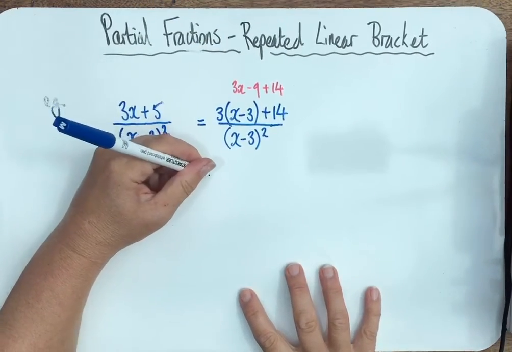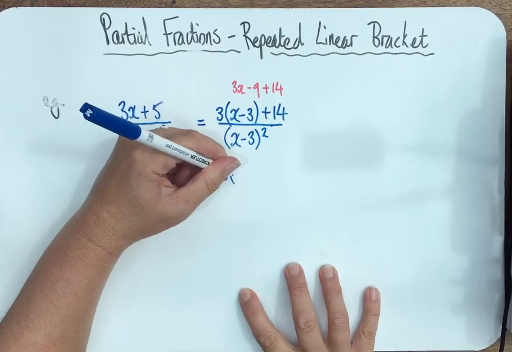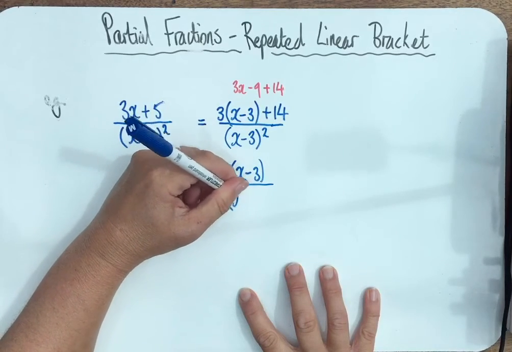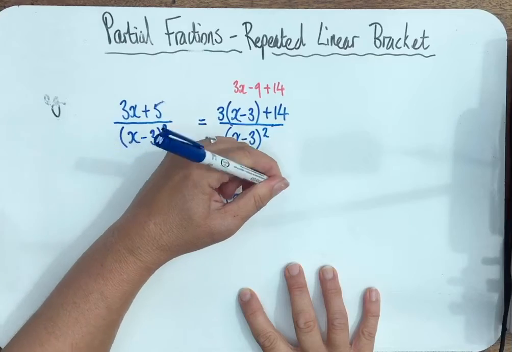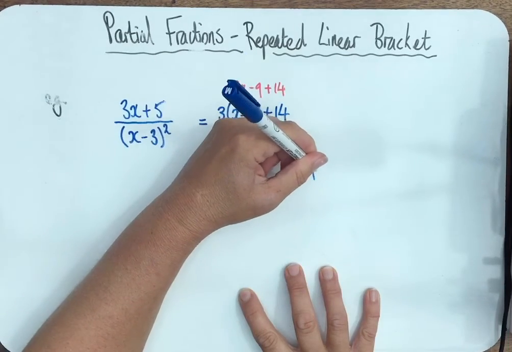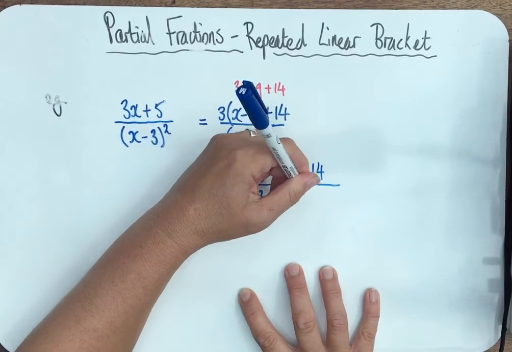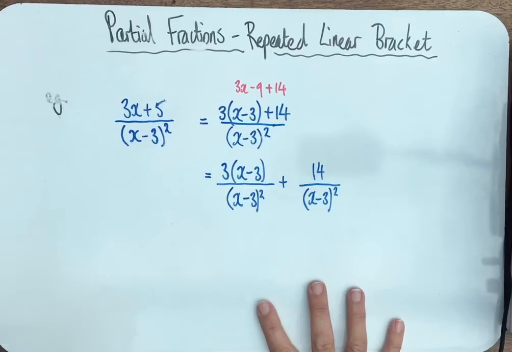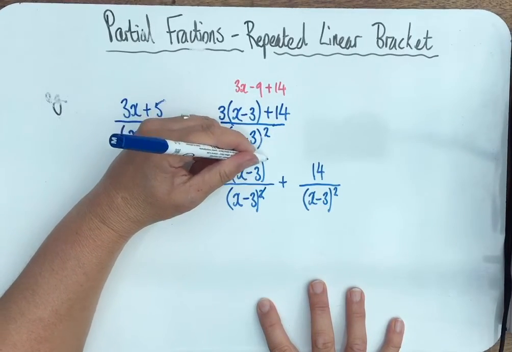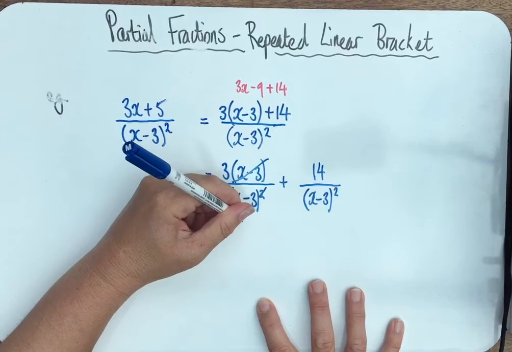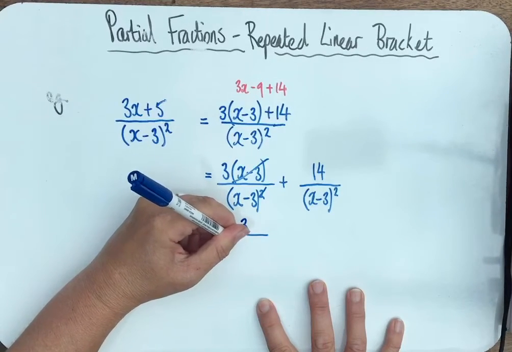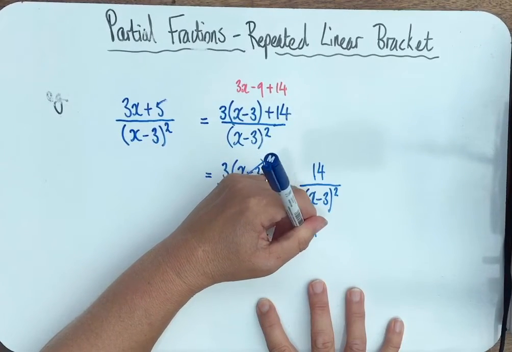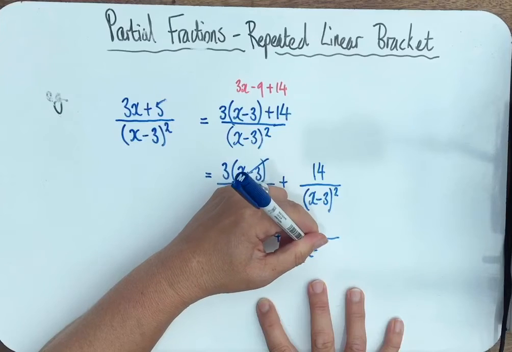And then I can now write this as 3 times x minus 3 over x minus 3 squared plus 14 over x minus 3 squared. If I divide top and bottom of this one by x minus 3, I get 3 over x minus 3 plus 14 over x minus 3 squared.